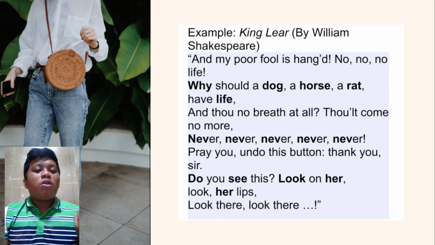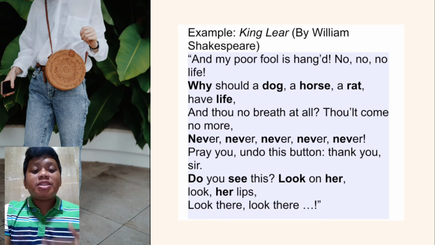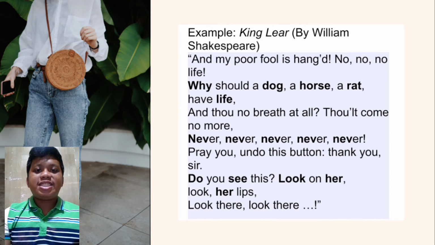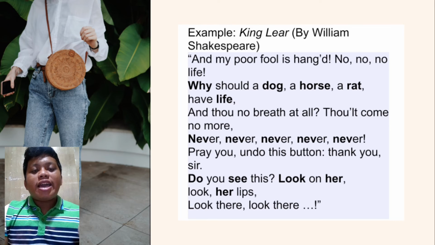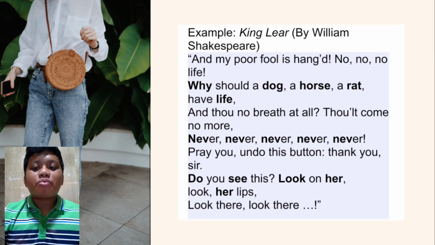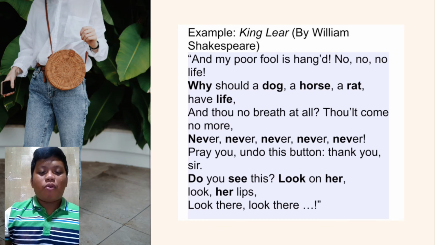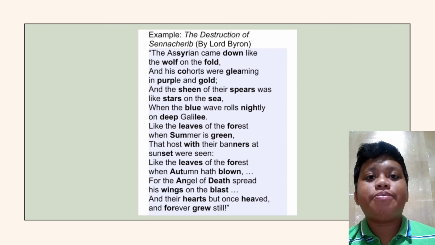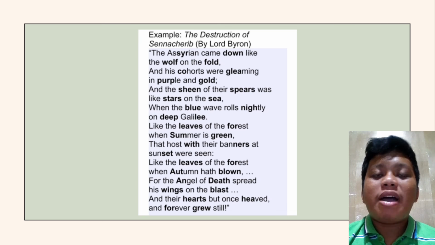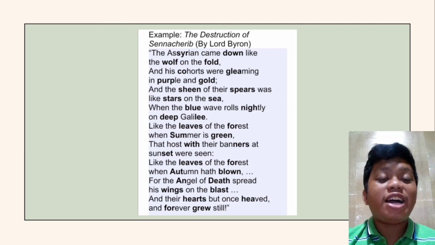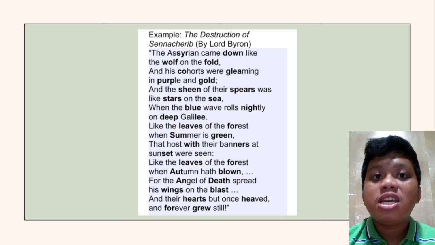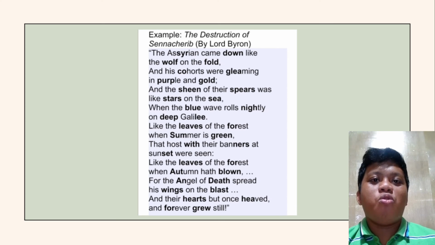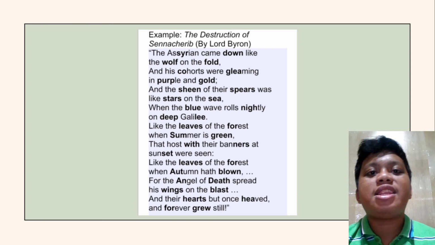So, the poem itself actually didn't use iambic tetrameter consistently. So, the next example, The Destruction of Sennacherib by Lord Byron, actually used iambic tetrameter consistently. So here we focus to read this.